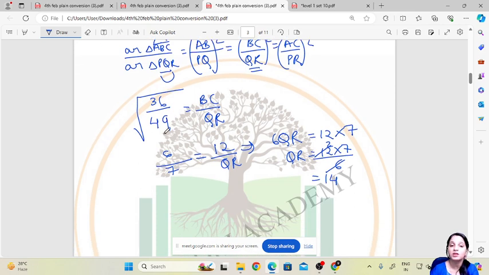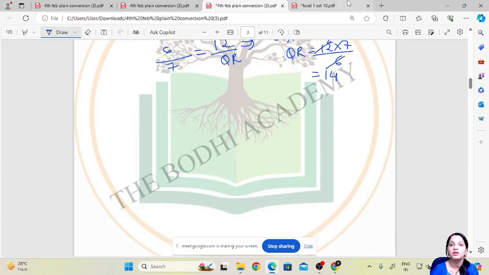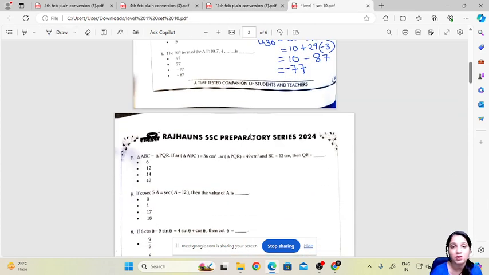Now what is root of 36? 6. And what is root of 49? 7. So equal to BC is 12, they have given in the question, upon QR. And when you cross multiply, you will get 14. Now let us solve the next one.